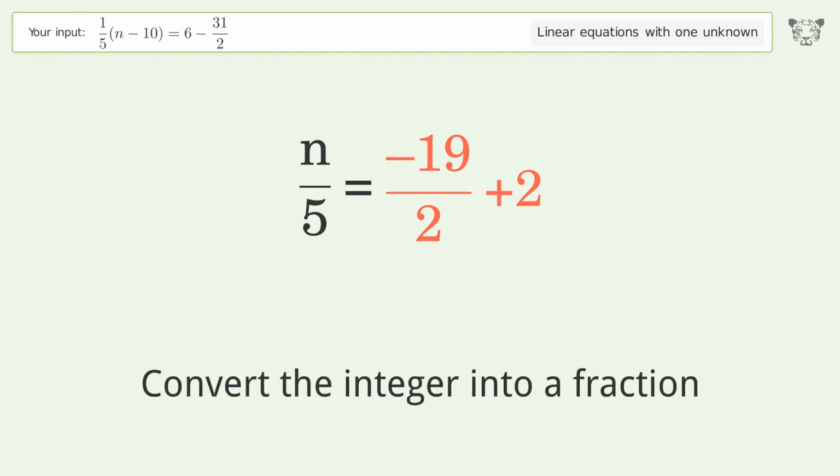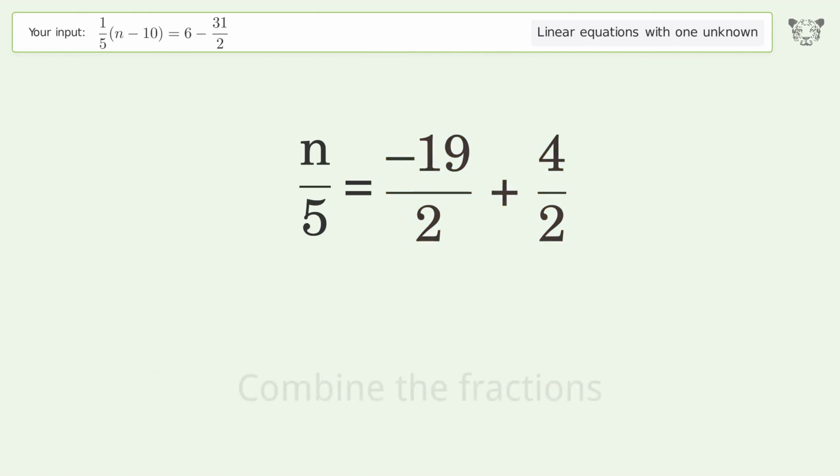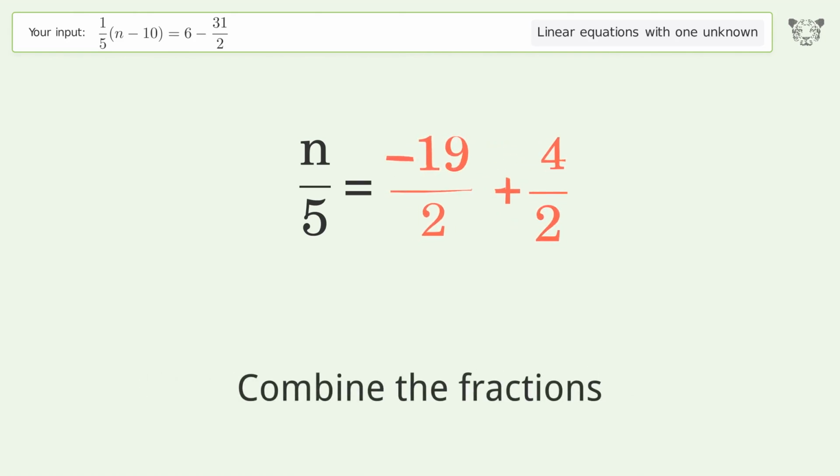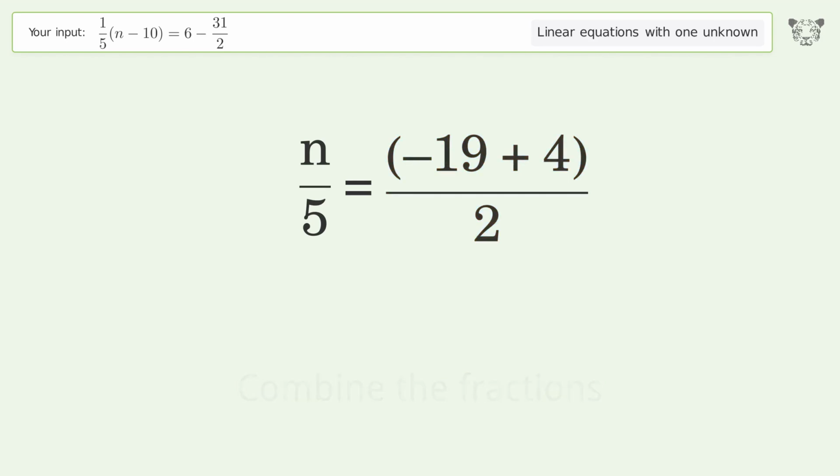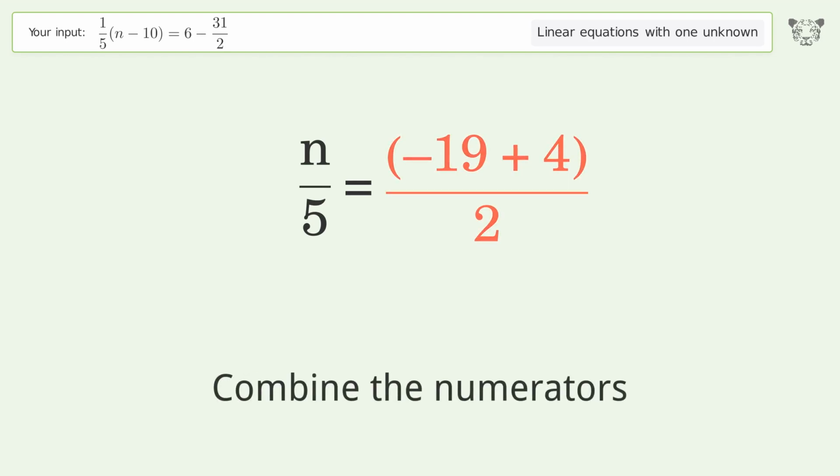Convert the integer into a fraction. Combine the fractions. Combine the numerators.